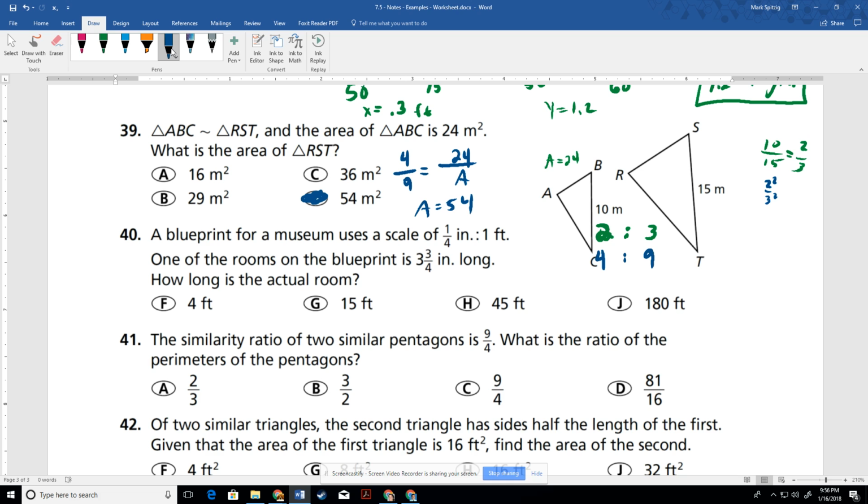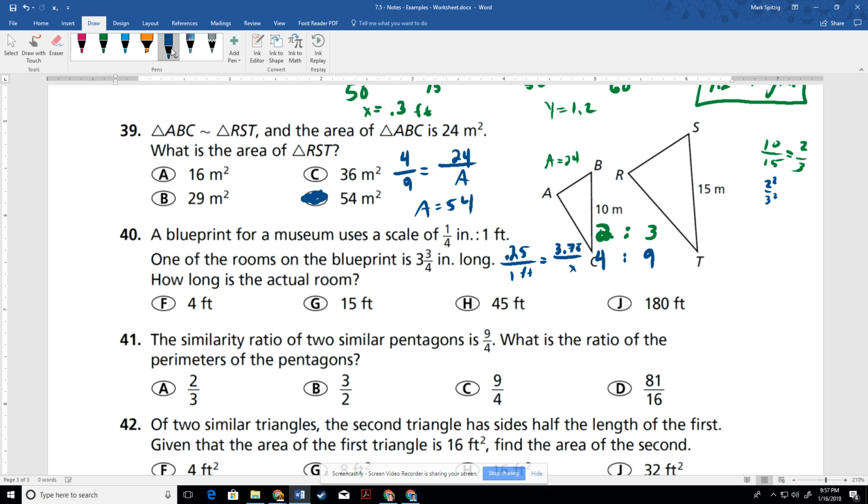All right, a blueprint uses a 1/4 inch to 1 foot scale, which is 0.25 inches to 1 foot. One of the rooms on the blueprint is 3 1/4 inches long. So how long is the actual room? We can say 0.25, which is 1/4, so I'll just use that, to 1 foot. We know it's going to be 3.75 inches long.